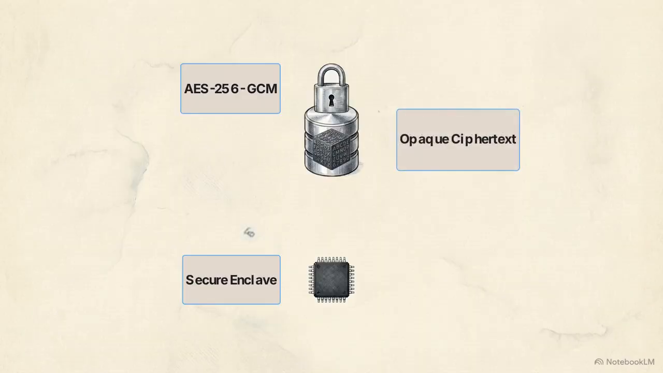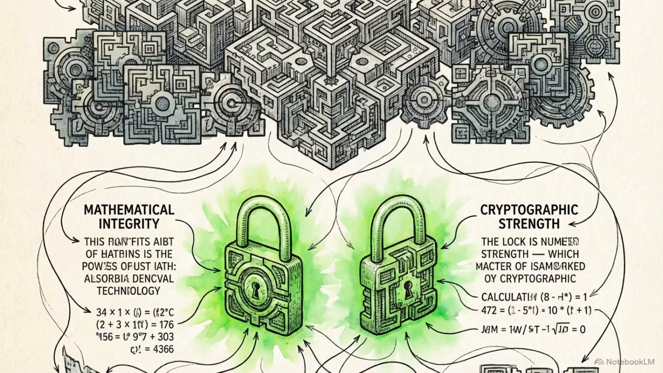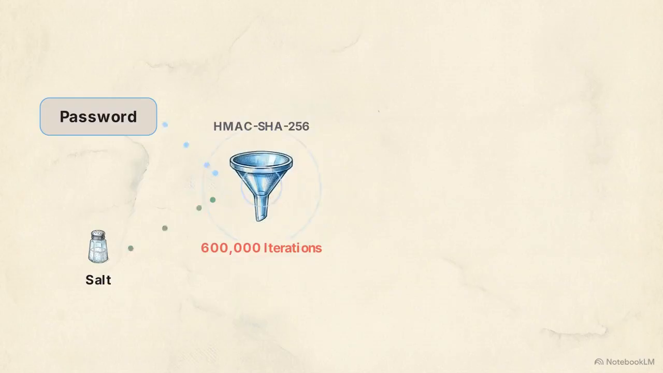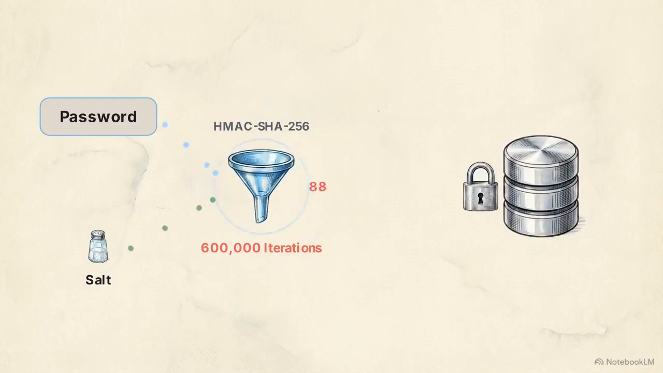an opaque ciphertext block. AES-256 GCM, or Advanced Encryption Standard with Galois Counter Mode, is an authenticated encryption algorithm designed to ensure both data confidentiality and mathematical integrity. To derive this key, the system uses PBKDF2 with over 600,000 iterations. Password-based key derivation function 2 applies a pseudo-random function to the input password, along with a salt value, repeating the process hundreds of thousands of times to mathematically frustrate local brute force extraction attempts.